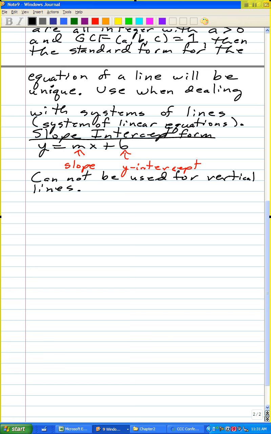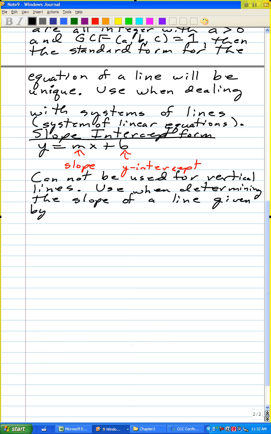So when do we usually use this? Well, usually if you want to determine the slope of a line given by an equation. And so this is what we did last time. We put a linear equation into the slope-intercept form, and then from there we could determine the slope of the line.